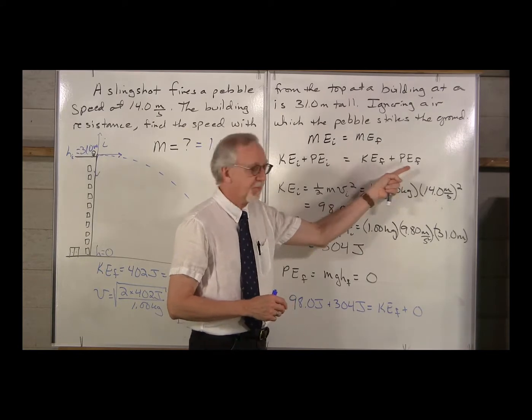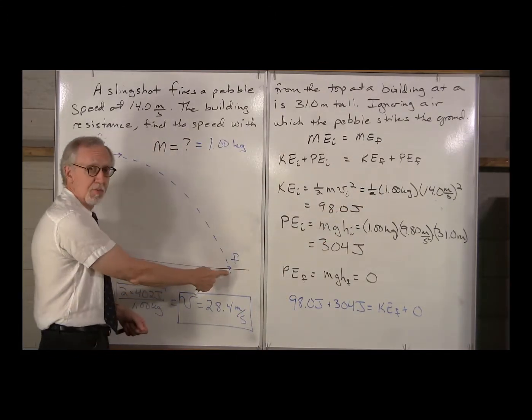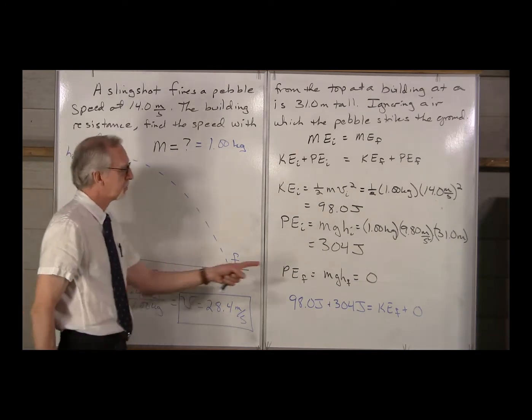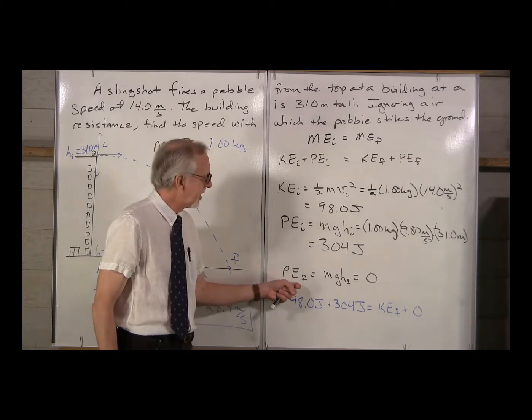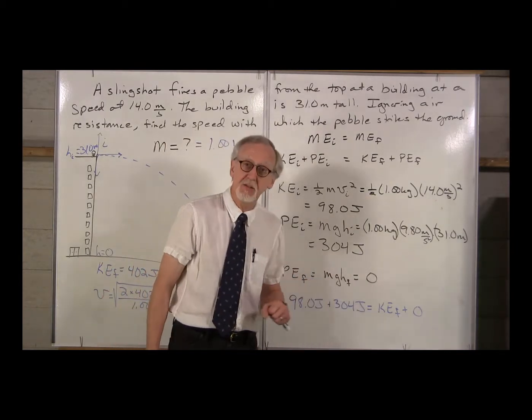What is the final potential energy? Well, the final position is when the pebble hits the ground at y or h equals 0. So our final potential energy, mgh final, putting in 0 for h final, we get 0.